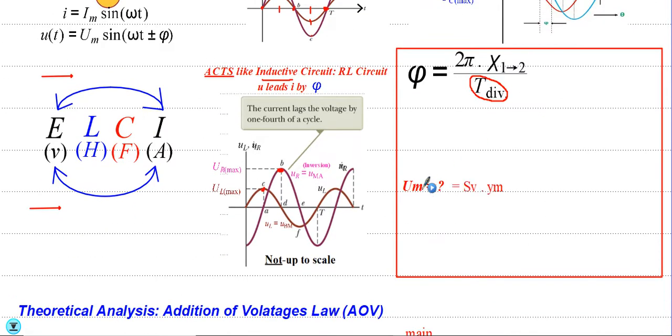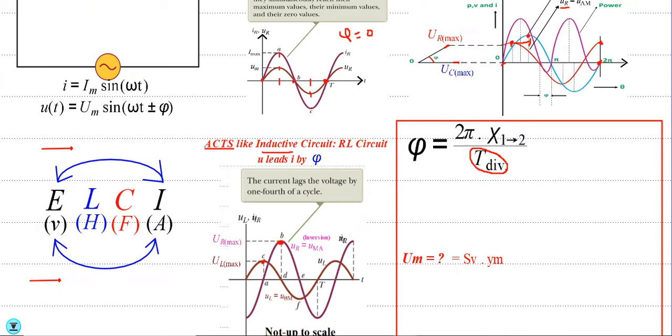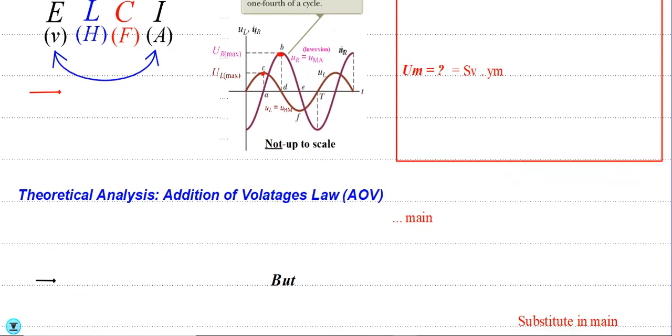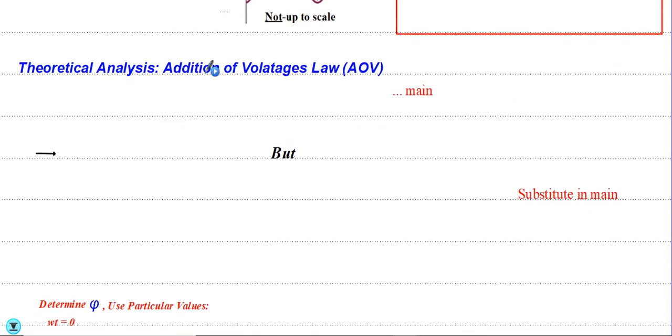How do we find U of m? It is SV times Ym. SV is the vertical sensitivity, in volts per division, and Ym is the maximum height, or the maximum amplitude, of the curve. Now let's go for the theoretical analysis in order to determine phi and U maximum.